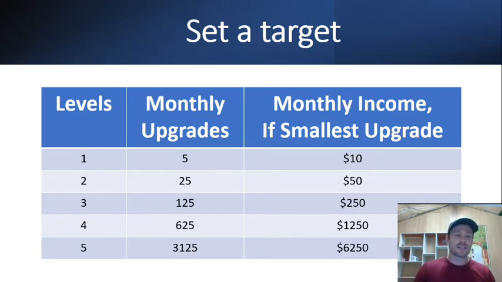And let's just say you get down to something like level 4 or level 5 that successfully, you're going to be earning something decent, something like $6,250 a month on your level 5.